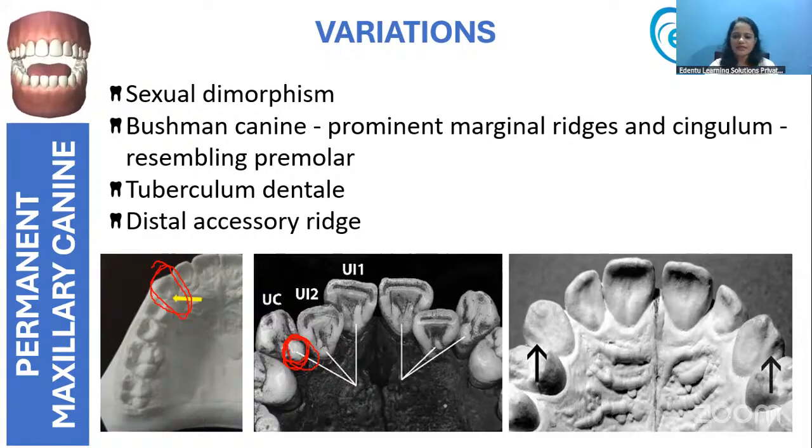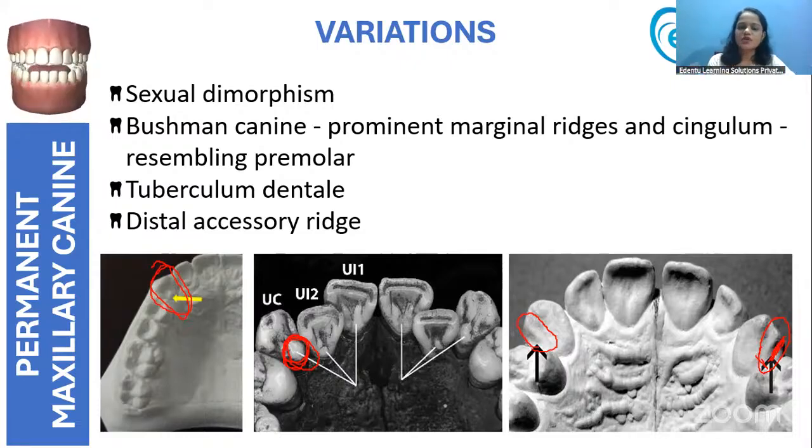Then there is something called the distal accessory ridge. This is a typical example of a distal accessory ridge. You can see a small ridge-like elevation on the distal side of the maxillary canine, an elevated ridge extending from the cusp tip towards the cingulum area. That is an extra ridge present on the palatal surface of the canines, called the distal accessory ridge.